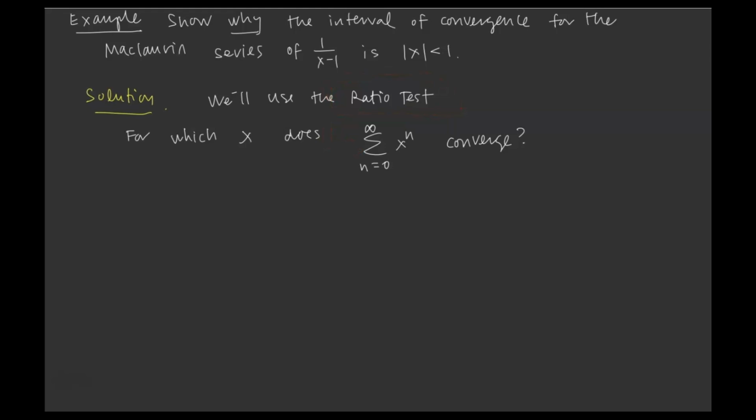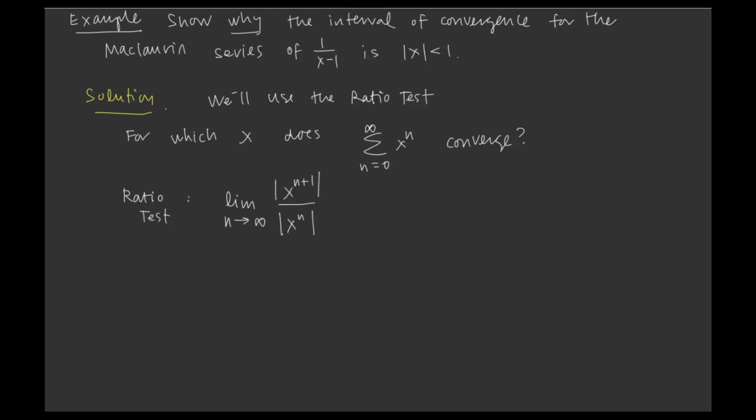And so the ratio test asks us to look at 2 successive terms of the sequence and what the limit is of the ratio of those terms. So we're going to look at the limit as n goes to infinity of the absolute value of the n plus 1th term over the nth term. And we're going to see, will it converge, will it diverge?